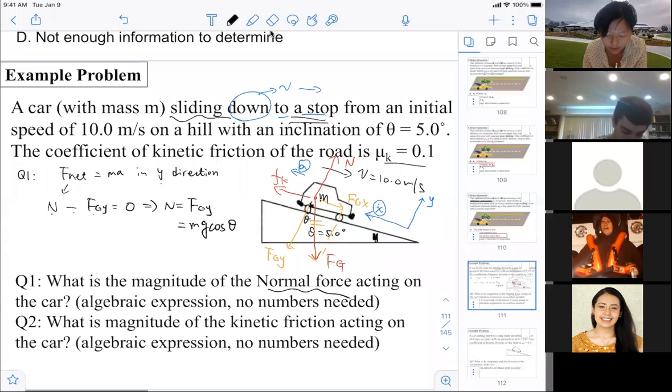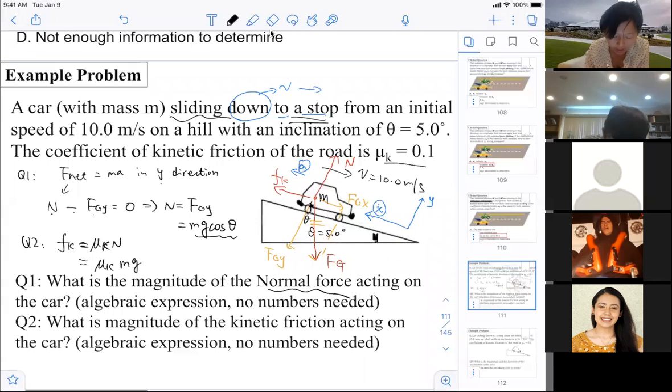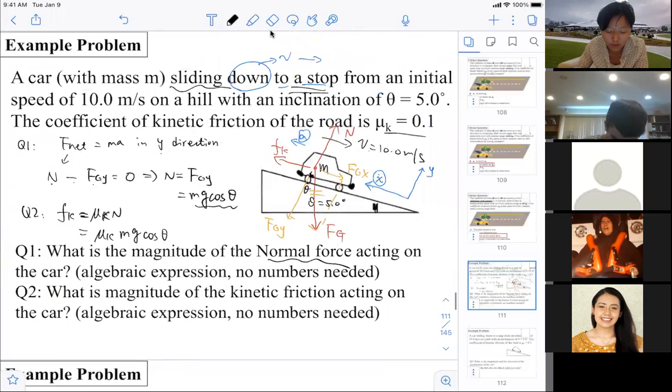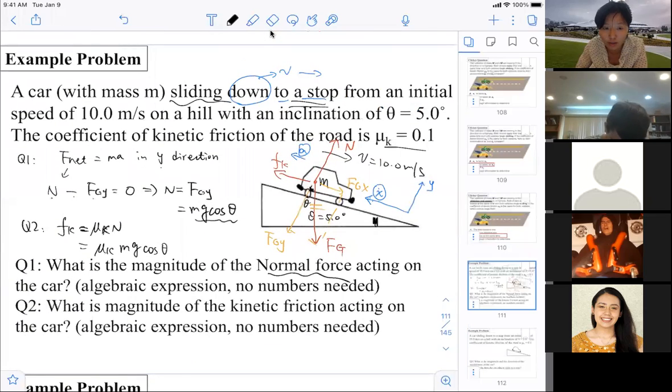So question 2, what is the magnitude of kinetic friction? Kinetic friction is mu k times normal force. We already know that, and you already found normal force. So plug it in, it's going to be mu k mg cosine theta, and that's it. That's our second question. I'm going to move on to the third question to calculate the acceleration. Before I do, any questions here? Any other questions about what we have done so far?